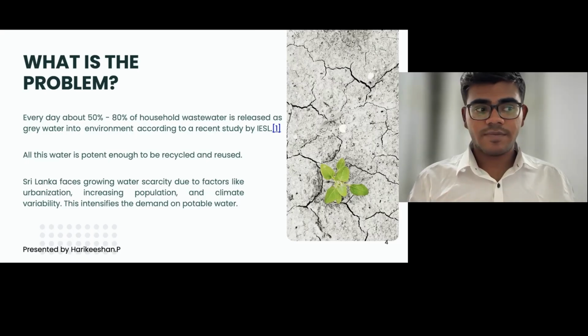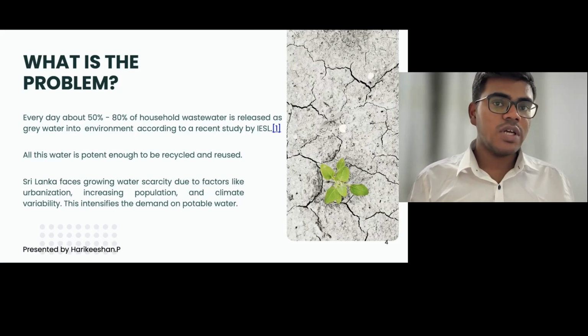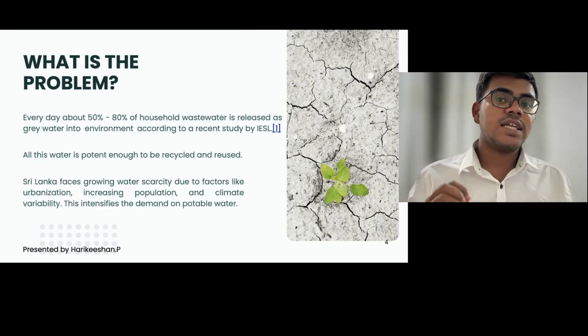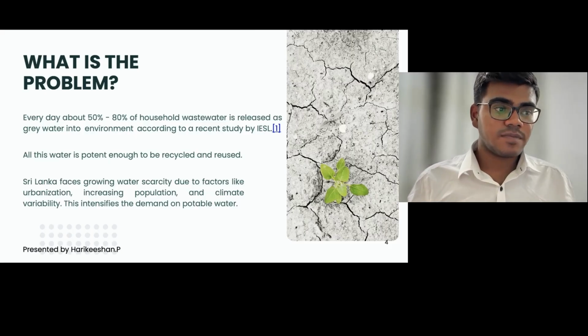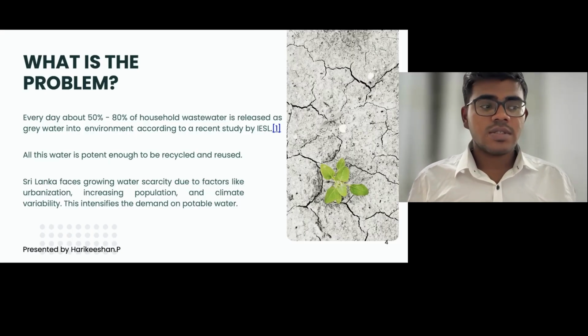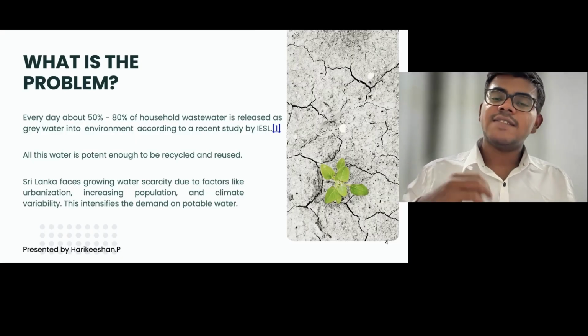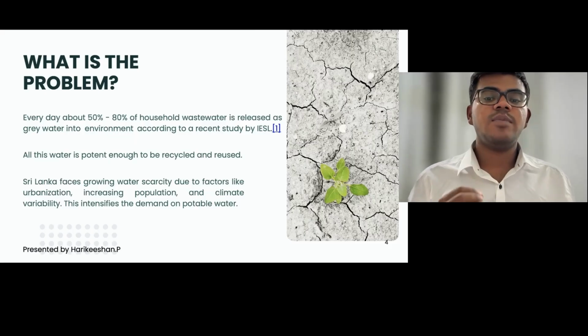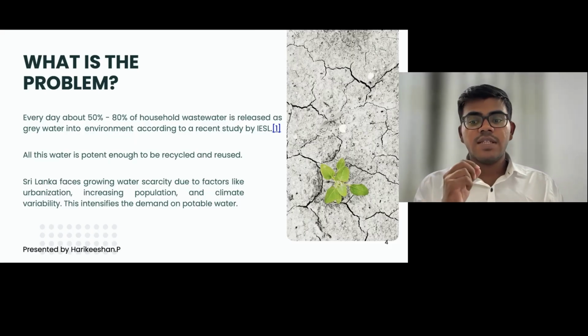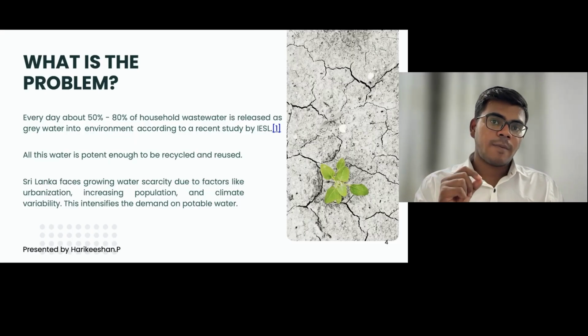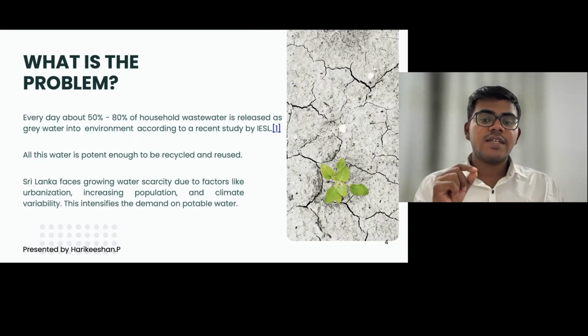So what is the problem here? Let's start simple by mentioning the numbers. About 50 to 80% of household water is released in the form of grey water, according to a recent study conducted by IESL Sri Lanka. All this water is potent enough to be recycled and reused. As a developing country fighting against climate and urbanization related problems, this number is huge. All this water can be recycled efficiently while being economically viable.